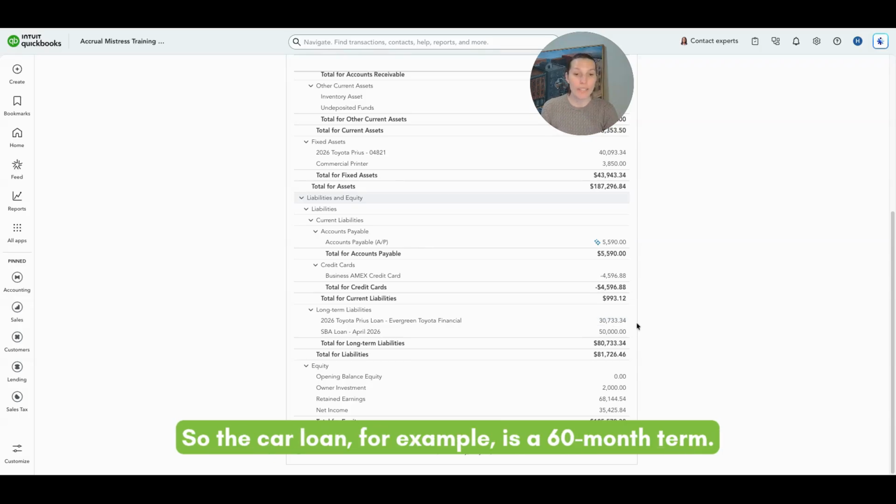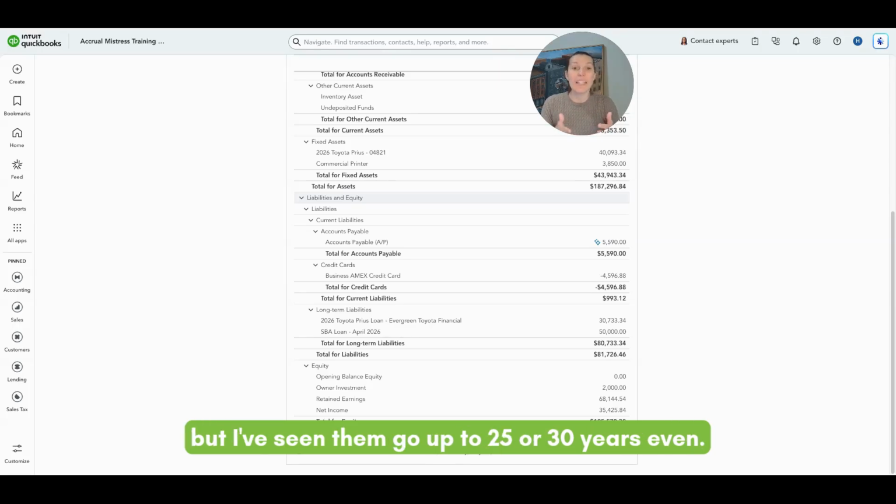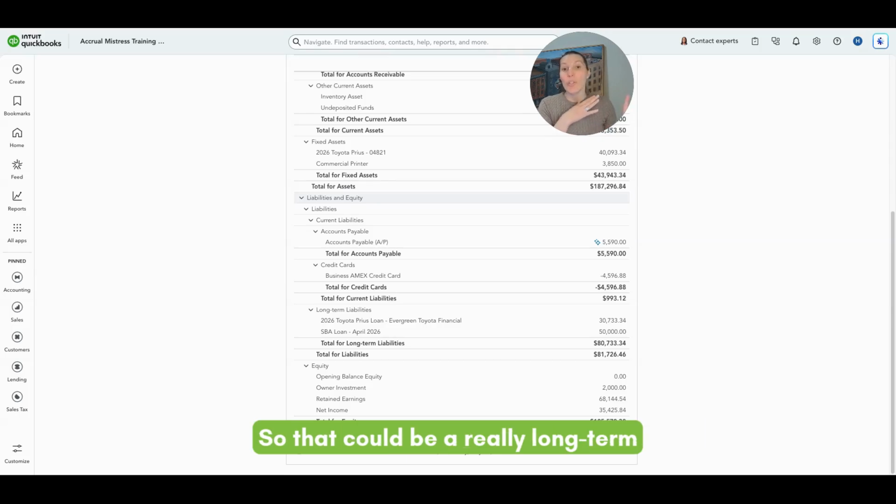So the car loan, for example, is a 60-month term. The SBA loan, it widely varies, right? Some SBA loans are 5 years, 10 years, but I've seen them go up to 25 or 30 years even. So that could be a really long-term liability that you're looking at there, okay?